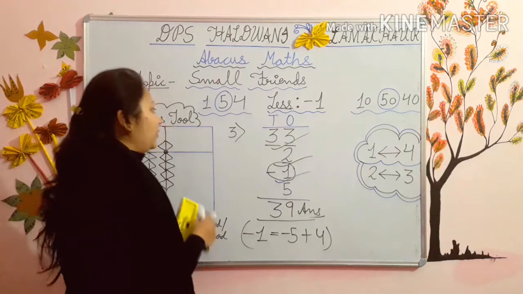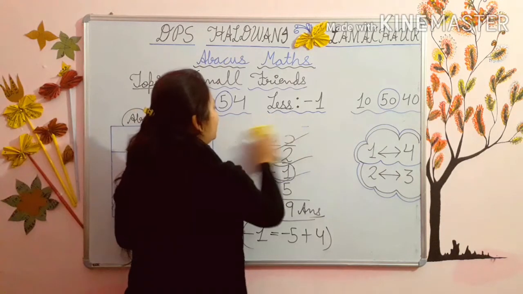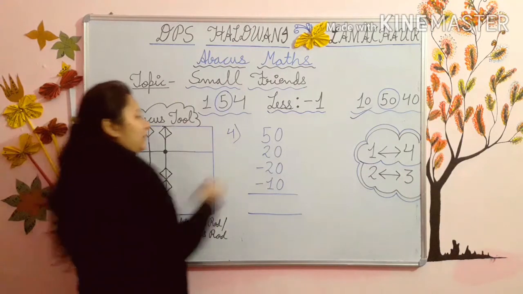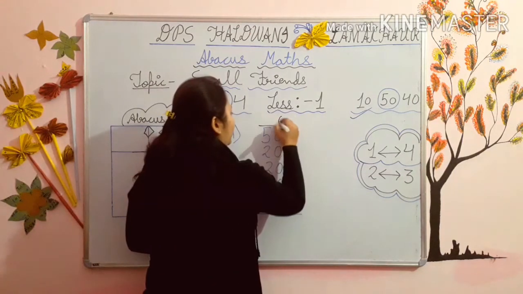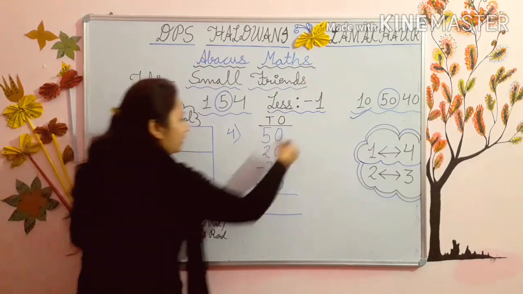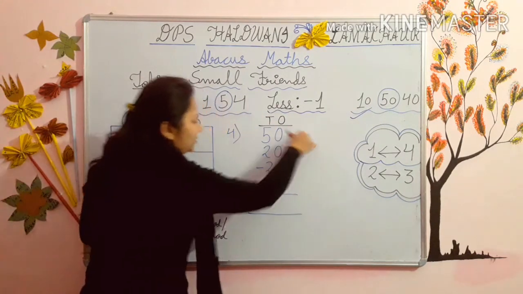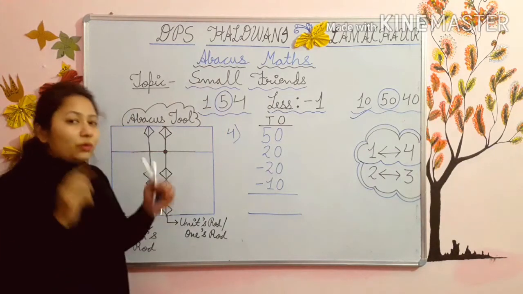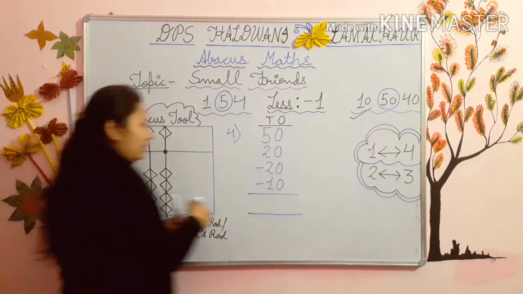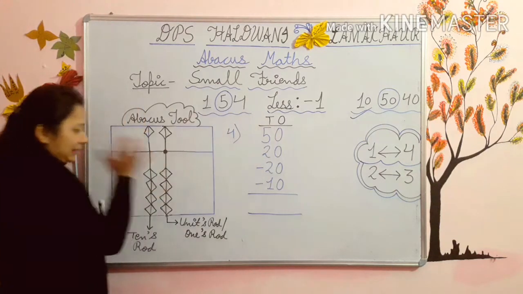Now we will move to our last sum, kids, which is the fourth sum. This is our last sum. As you know, it will go in the ones rod and the tens rod. Now you can see, kids, that in the ones rod all are zeros. So we will do this sum directly. We will add 50 directly here.